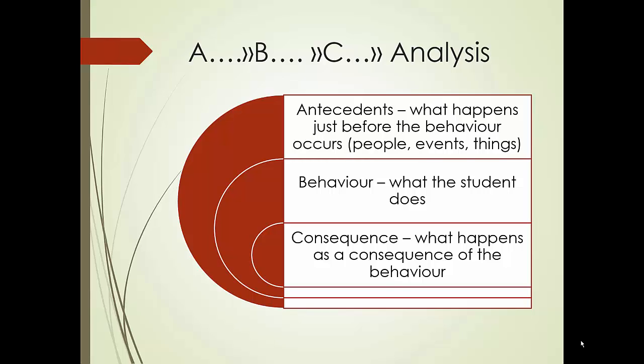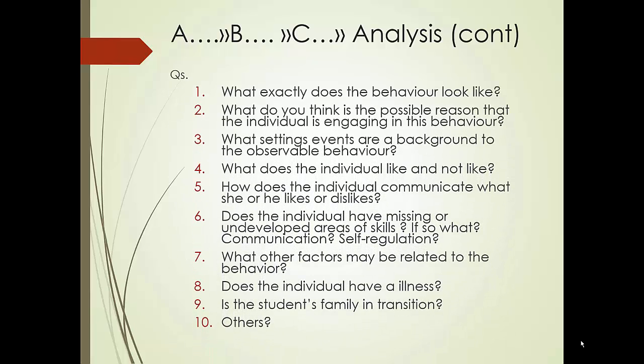To help us do that, we can think about antecedents, what happens just before the behaviour occurs: people, events, things. Then what the behaviour consists of, which is what I've just discussed, and moving on, the C of consequence: what happens as a consequence of the behaviour, what's the payoff for the child, what did they receive. Talking through this process in more detail, here are some questions we can go through in this consideration of it, using our ABC, the broad category there, using functional behaviour assessment, the bigger process there.